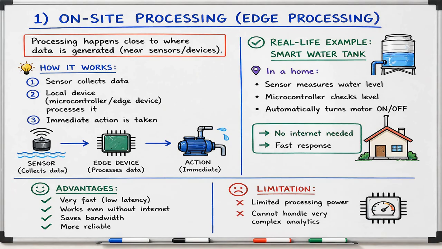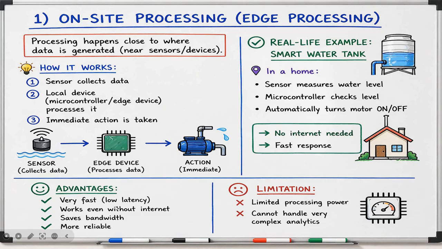So when the water level becomes low, the system automatically turns on the motor to fill the tank, and when the tank becomes full, it turns off the motor to stop the water flow. Here no internet is needed because edge processing works without an internet connection. The processing happens locally, and the device itself makes decisions based on sensor data. This makes the system useful even in remote areas or offline environments. And it also has a fast response. Since the data does not travel to the cloud, the system responds almost instantly, and this low delay is called low latency. It is important for applications that need immediate action.